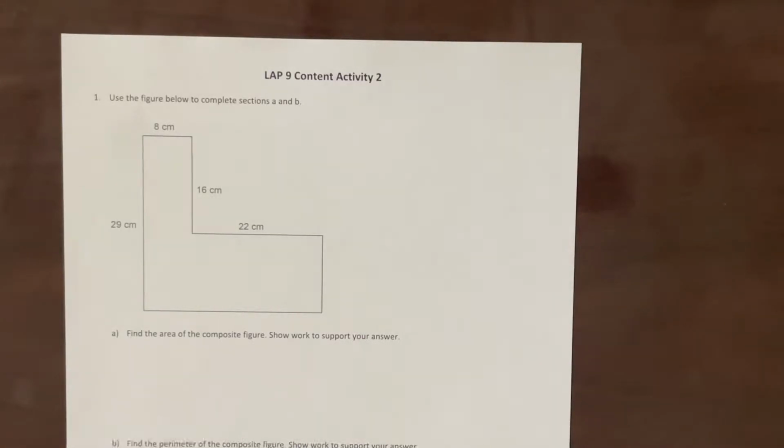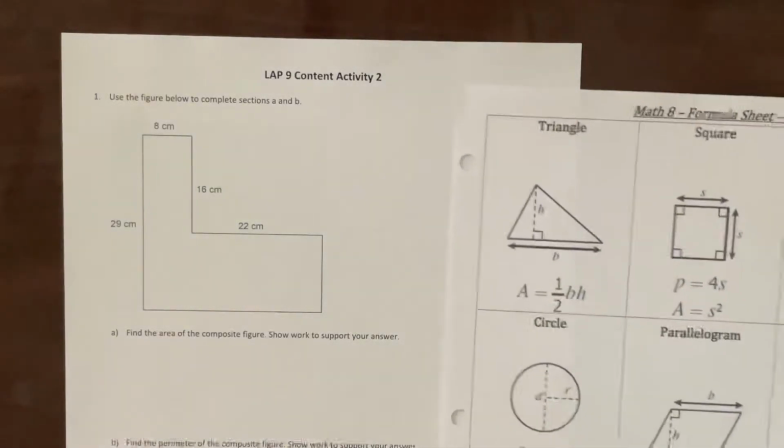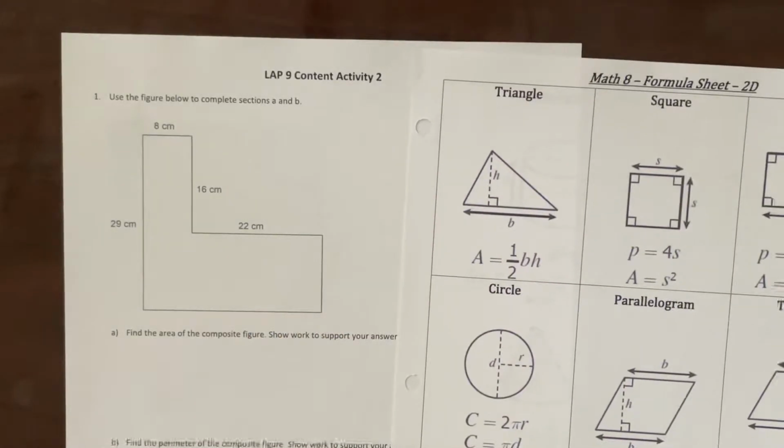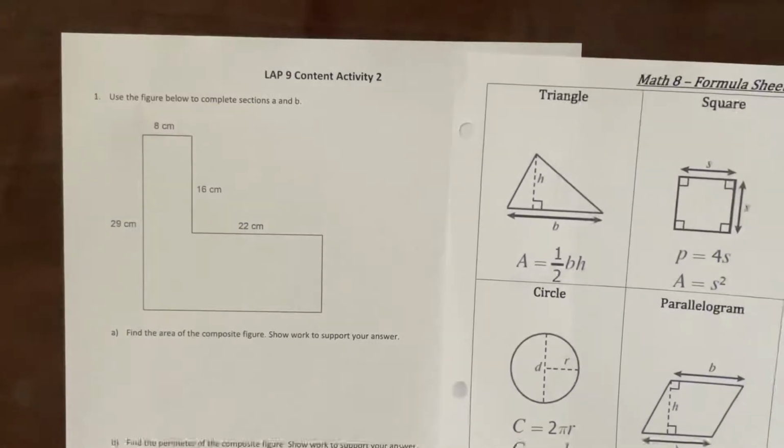And in this video, I'm going to be working on that Lab 9 content activity number 2. What you're going to be doing is taking those different shapes and combining them together. You're going to take any of these 2D shapes and put them together. It could be 1, 2, or more. So make sure you're using those formulas carefully.